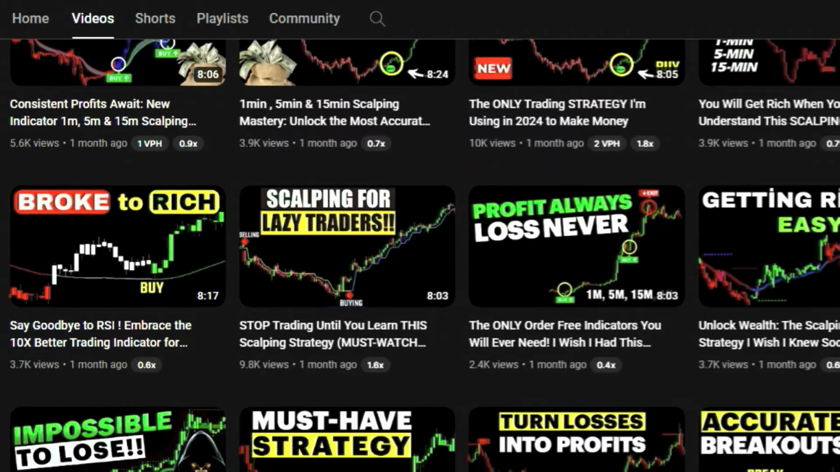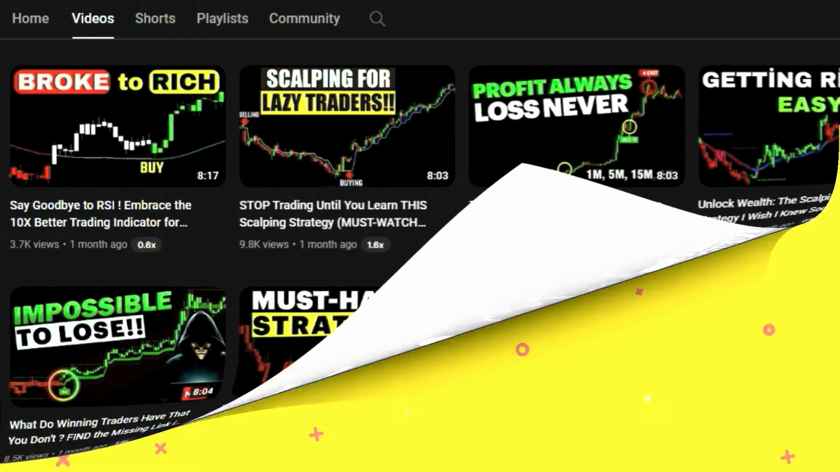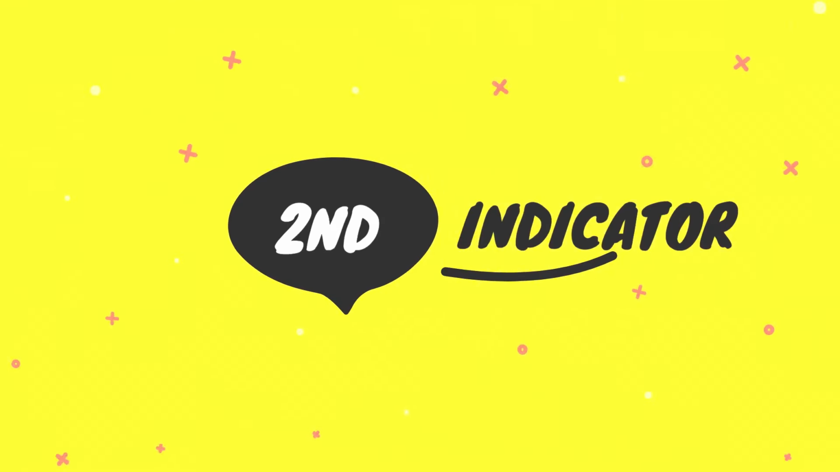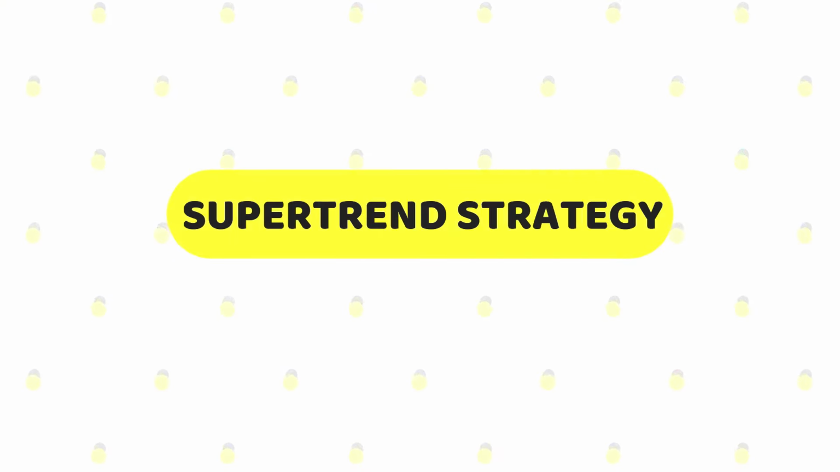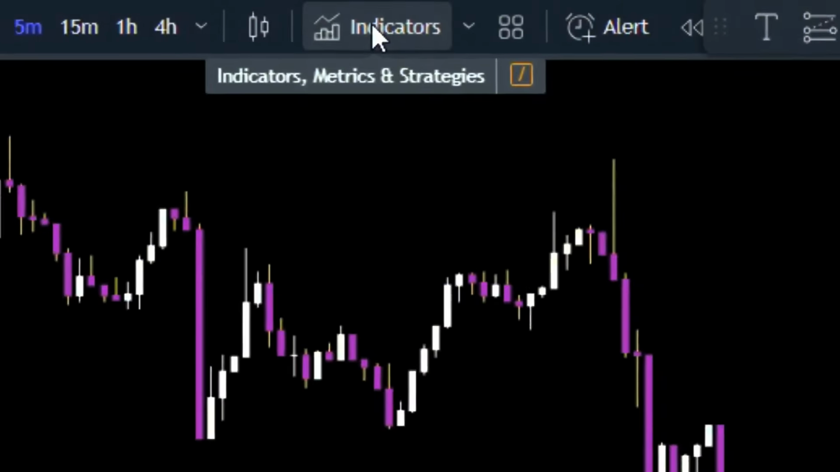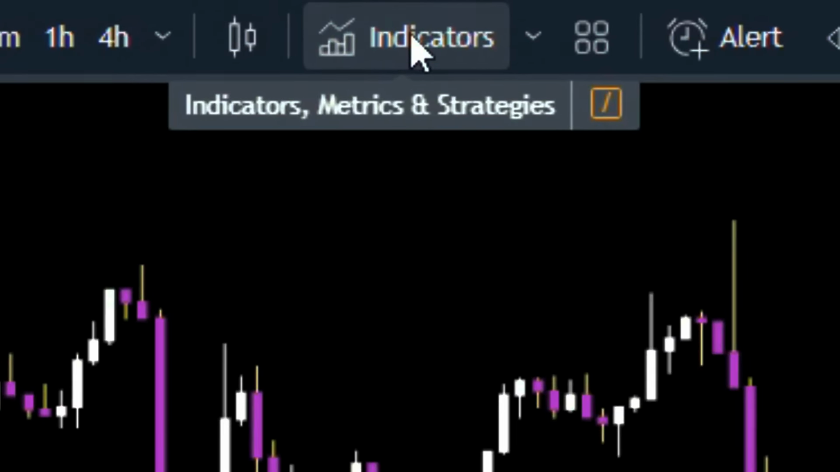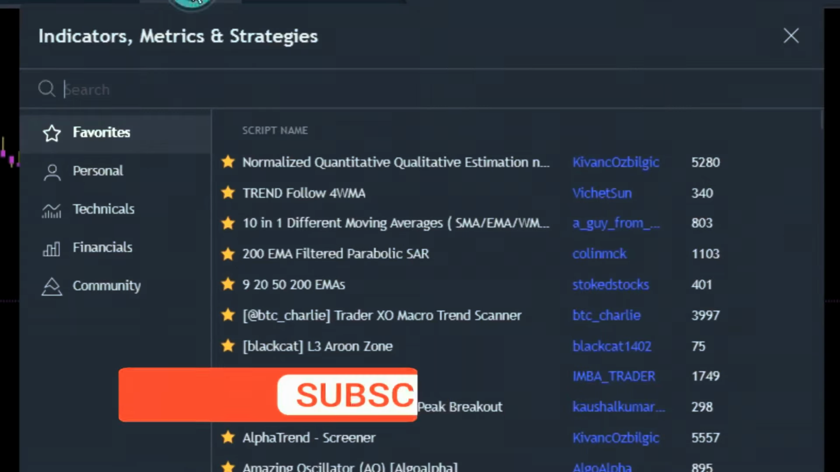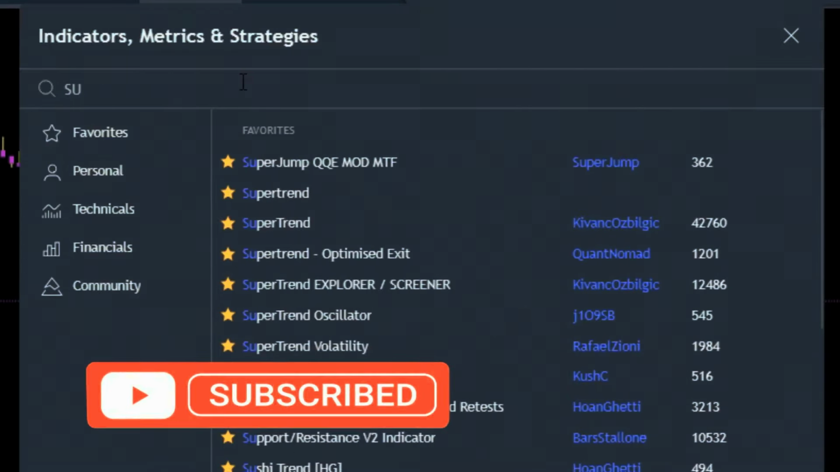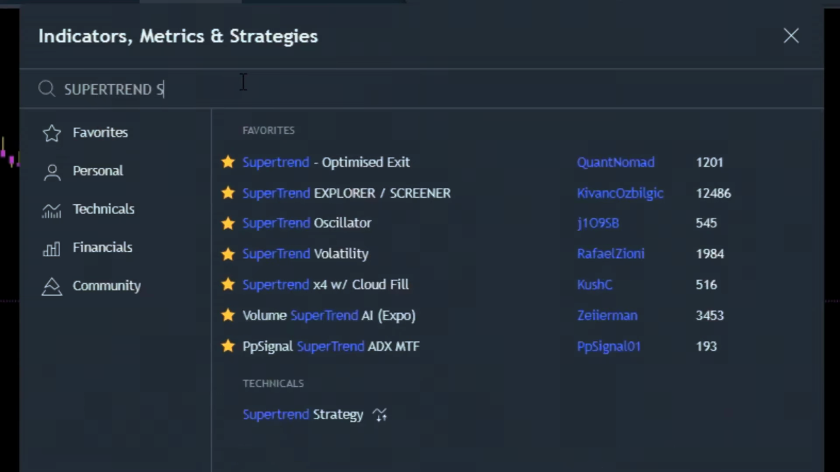Now that we've shared that love, let's jump right into unveiling our fantastic new signal generator indicator, the Super Trend Strategy Indicator. This powerful tool is going to be a game changer. So let's get started. Head over to TradingView and find the indicators button. Give it a click and then type Super Trend Strategy into the search bar. Once it pops up, click on it and bam, it magically appears on your chart.